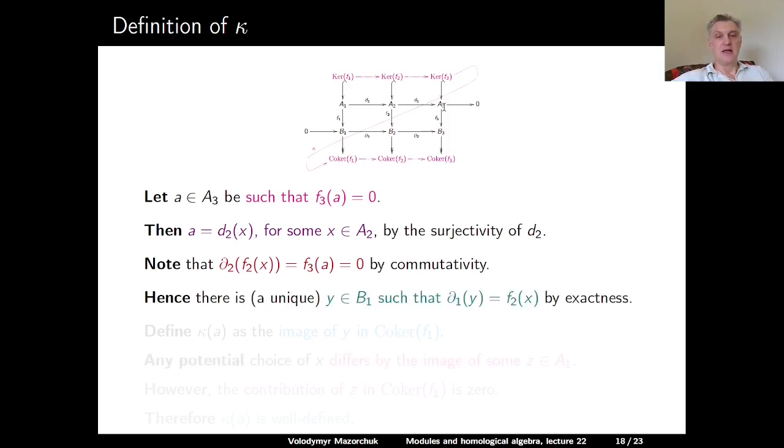Therefore, since our second row is exact, there is an element y in B1 such that F2 of x is equal to partial 1 applied to y. Moreover, since partial 1 is an injective map, this y is certainly unique.